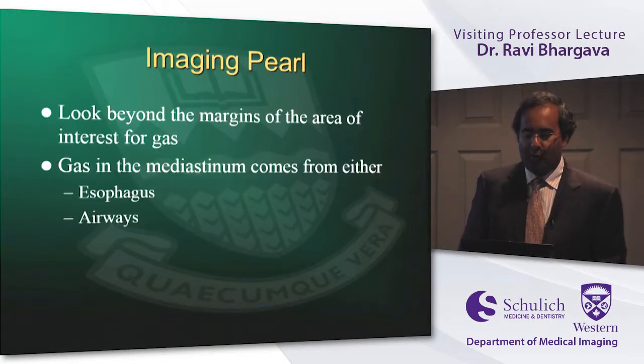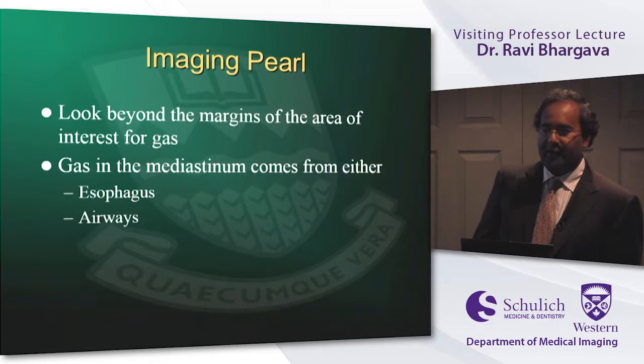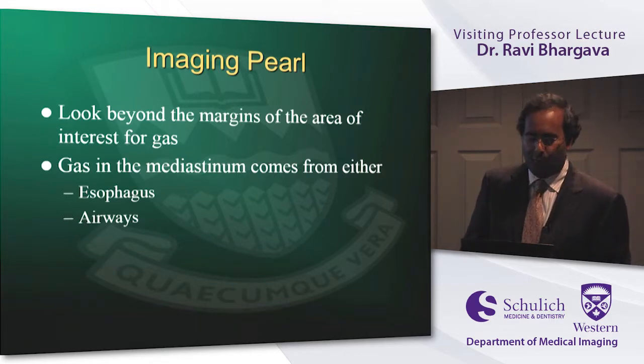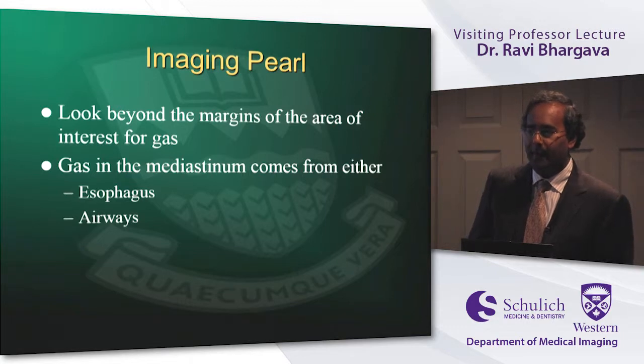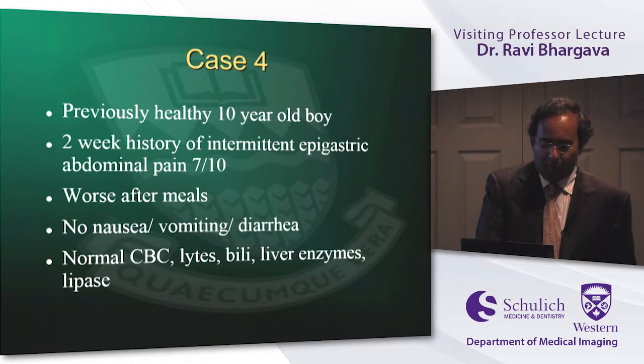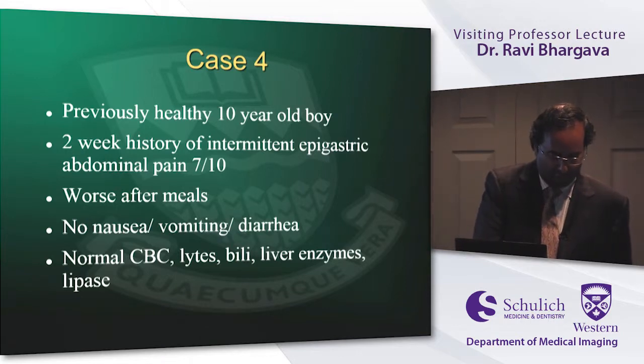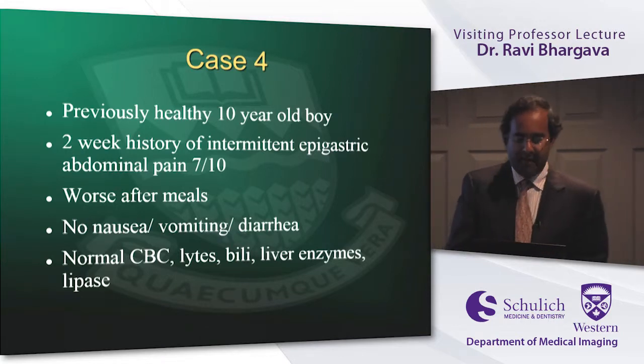Okay, so the pearl for this case is to look beyond the thorax when you're looking for gas. Gas in the mediastinum, when we see it, can occur either from airways, and we typically can see these in children who are asthmatic, who can develop pneumomediastinums, but also we can see it from gas from esophageal perforations. And it doesn't take very much for children to have injuries to their esophagus and present in a very mild fashion.